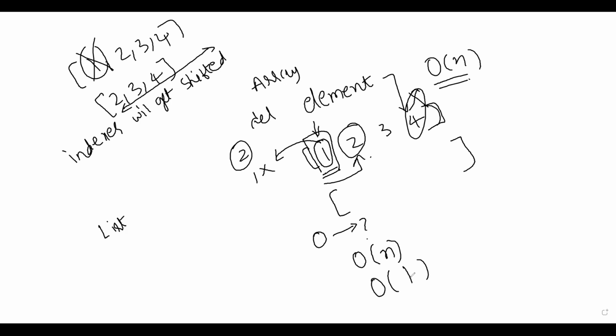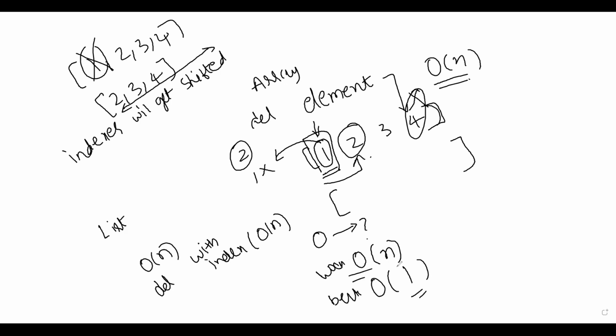One more thing, if I delete an element without using the index, by a search element, then it is always O of n. Never forget, it is always O of n. If you delete an element from an array with an index, then also it is O of n, but for the last element it is O of 1. So this is the best time complexity, and this is the worst time complexity.